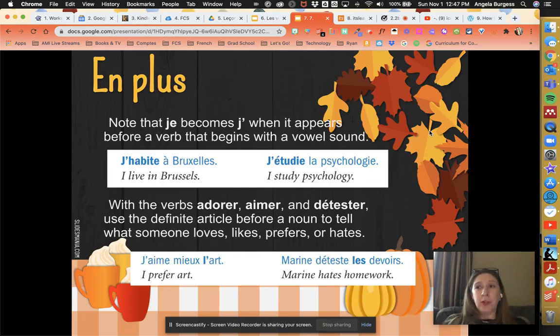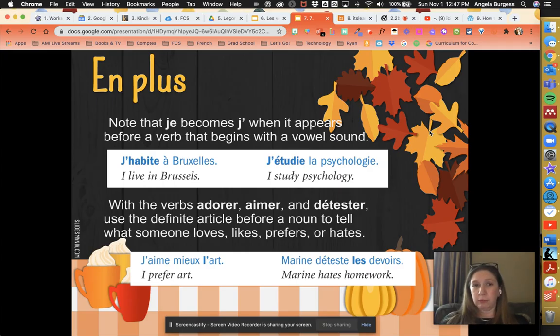A couple of notes. Just like je became j' with avoir for j'ai, but it's je suis with être, with verbs that begin with a vowel sound, remember that je is going to become j'. So, j'habite à Bruxelles, I live in Brussels. J'étudie la psychologie, I study psychology. Remember that H is most often considered to be a vowel sound.